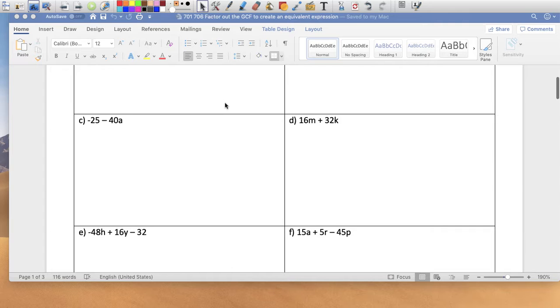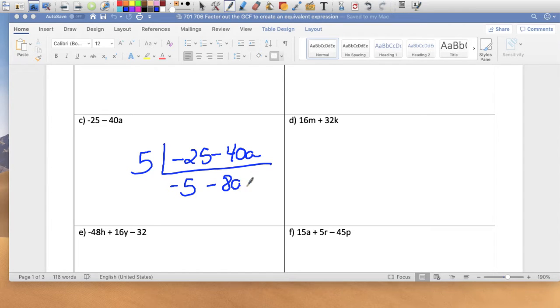Next one, negative 25 minus 48. You got a choice here of pulling out a 5 or a negative 5. I like to deal with positive, so I don't have to really deal with negative numbers. So positive 5, if I pull that 5, is the greatest common factor between these two numbers, and 5 goes into negative 25 negative 5 times, and 5 goes into negative 48 negative 8 times. Again, the 5 becomes my factor outside, and everybody else becomes this way. Pretty simple.